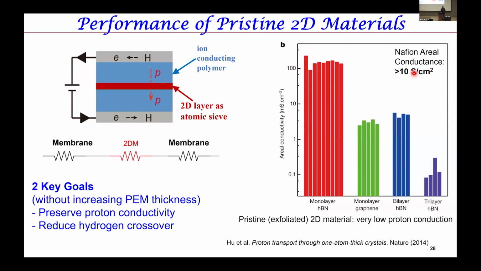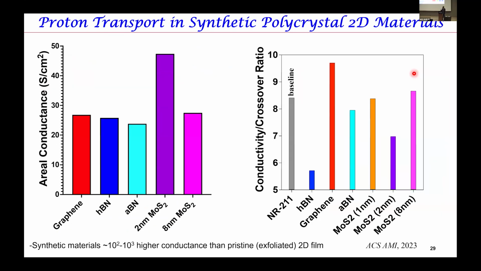But then the idea came about that perhaps that's because these materials are perfect. What if you have disorder in the materials? If you synthesize polycrystalline materials, they have a lot of grain boundaries and point defects. Maybe that disorder can facilitate proton transport. This is in fact exactly what happens. If you look now, the areal conductance here is getting up to 50, 2 to 3 orders of magnitude higher in polycrystalline 2D materials compared to pristine single crystal 2D materials. So we said, okay, that's promising.